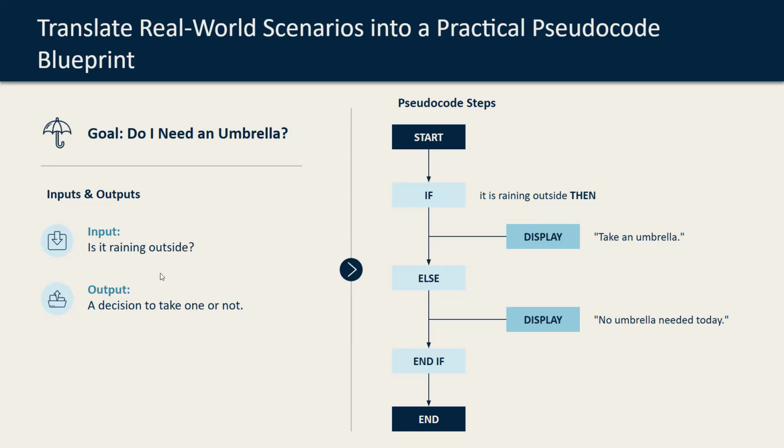And here is the pseudocode that just walks us through the logic. We first start, we check a condition. If it is raining outside, we decide to take an umbrella. Or else, if it's not raining, we don't need an umbrella, and then the program ends. So this is a simple example of how pseudocode helps you map out the decision making process before writing actual code. Does that make sense?